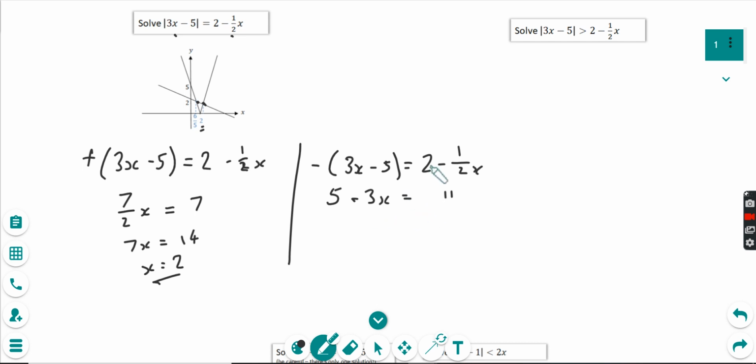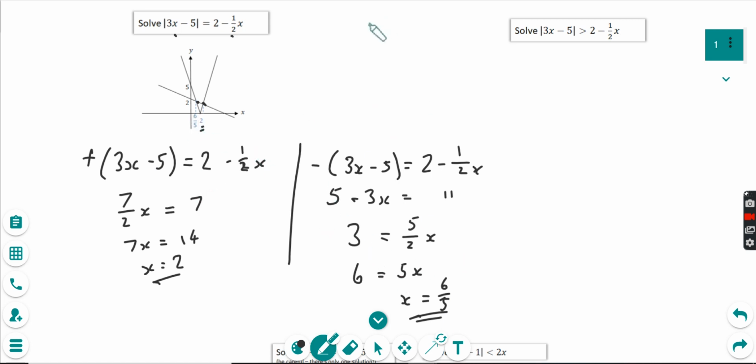What are we going to do then? So let's take away 2 from both sides. So 3 equals, and let's add this 3x. So that's 5 over 2x. So 6 equals 5x. x equals 6 over 5. Okay? And that's what we were expecting for the other one. So these are our intersection points.